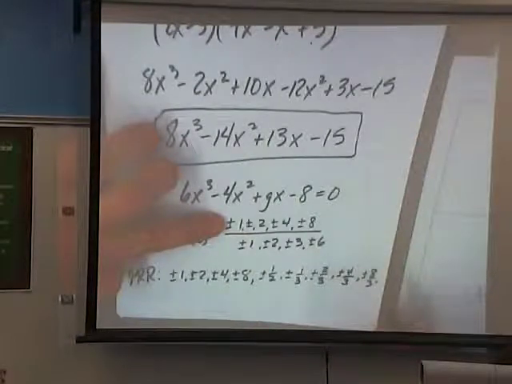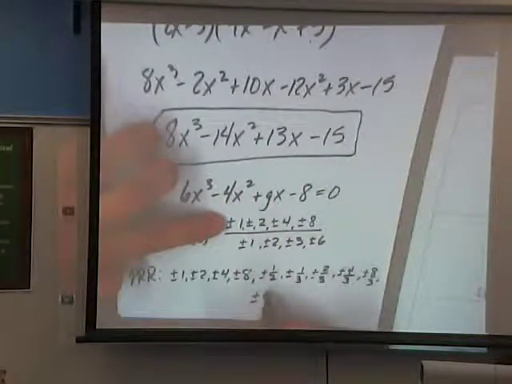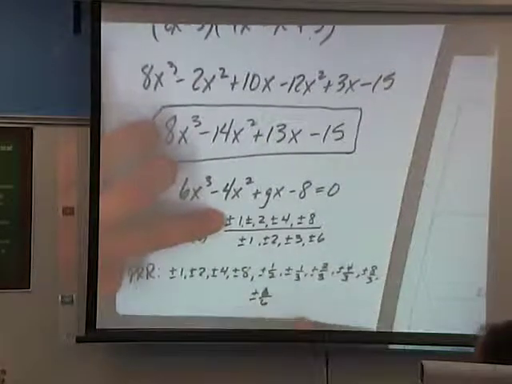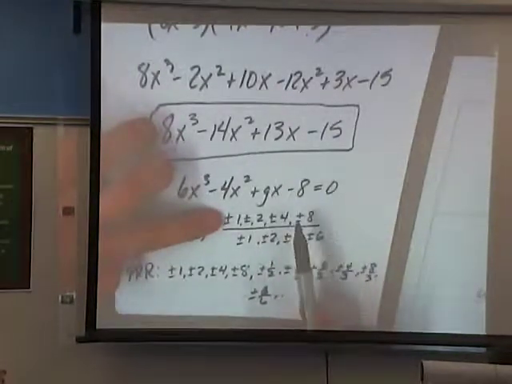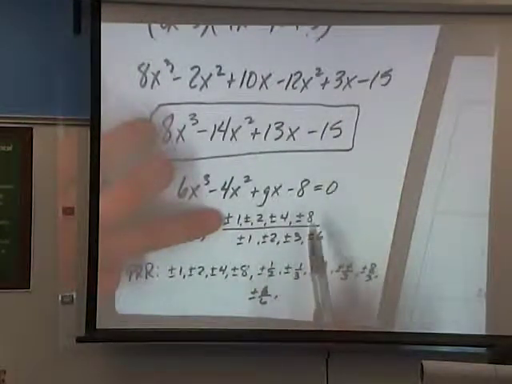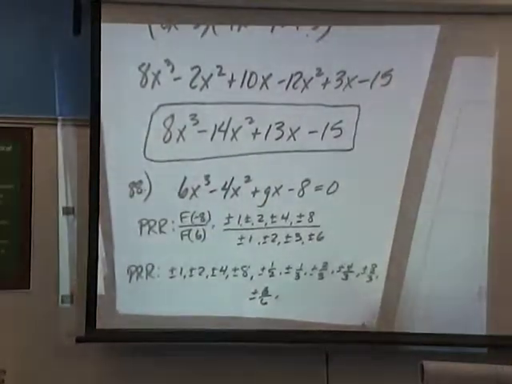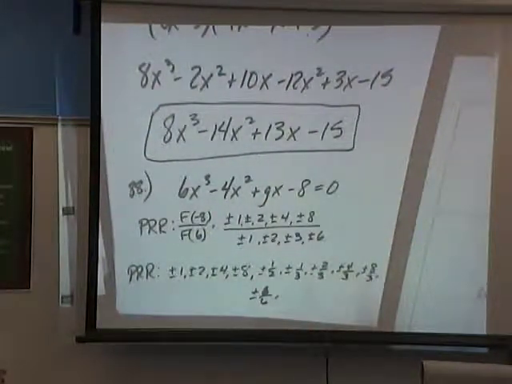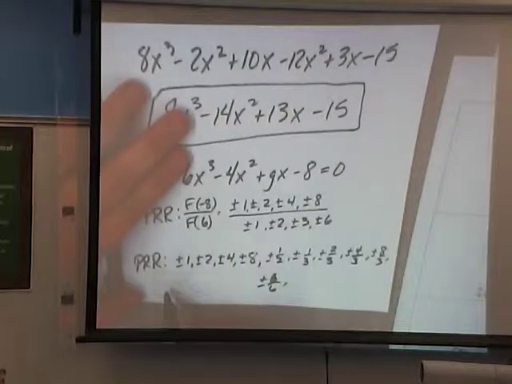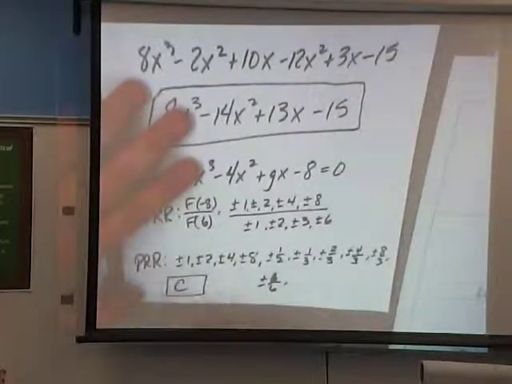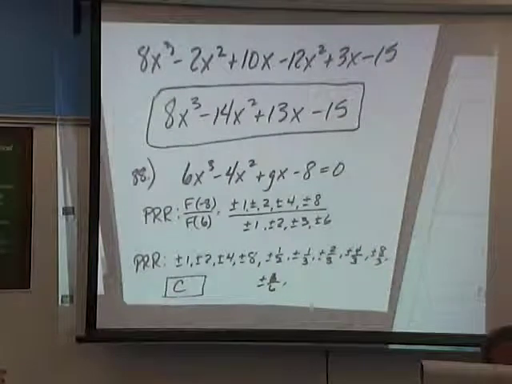And then 1/6. Then 2 over 6 is 1/3, we got that. 4 over 6 is 2/3, we got that. And 8 over 6 is 4/3, we got that. So this is the list of possible rational roots. If it's a rational answer, it has to be here. Looks like C, because I got an 8 on the bottom. We probably could have determined that a little earlier, but it was good practice.